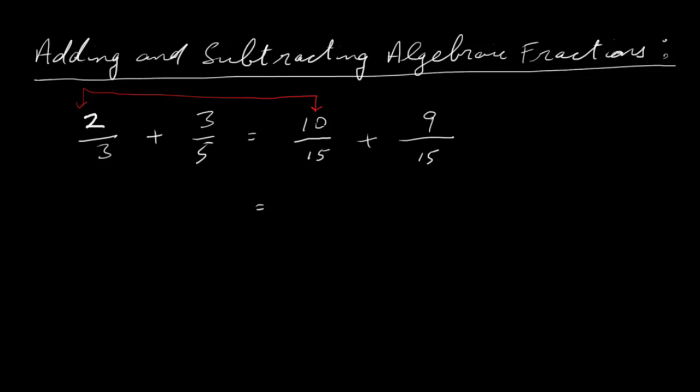So we can add these two. We have 10 of these 15ths and we have 9 of these 15ths. So if we add those two together, we'll just get 19/15. Now you would do the same if you subtracted here. If there was a minus here, you would just say 10 minus 9. So it would be 1/15. Okay, so that's the general idea.